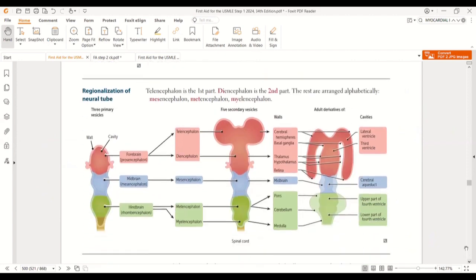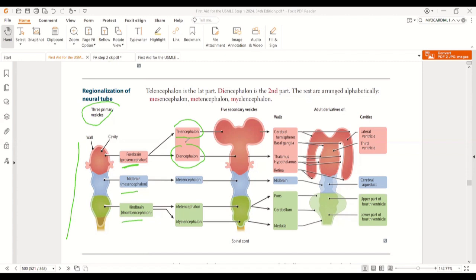So again, if you magnify the neural tube, the neural tube has three primary vesicles: prosencephalon, mesencephalon, and rhombencephalon. These three primary vesicles then divide into five secondary vesicles. The prosencephalon divides into the telencephalon and diencephalon. If this prosencephalon does not divide into the telencephalon and diencephalon, what pathology can take place?